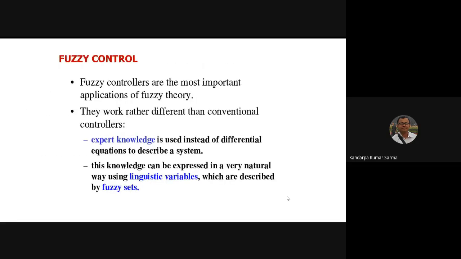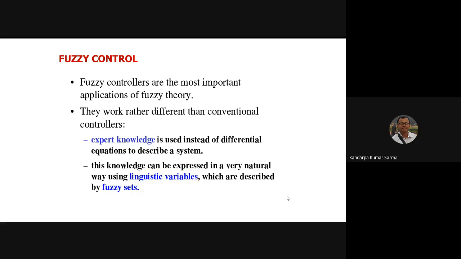Now, fuzzy controllers are most important with regards to the application of the fuzzy theory. They work somewhat differently than the conventional controllers, because they use expert level knowledge. They do not use the differential relations that are required to describe a system. This knowledge can be represented in a very natural way by the use of linguistic variables that are described by the fuzzy sets.